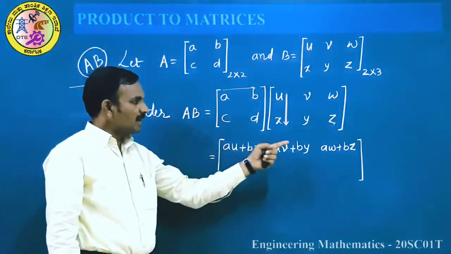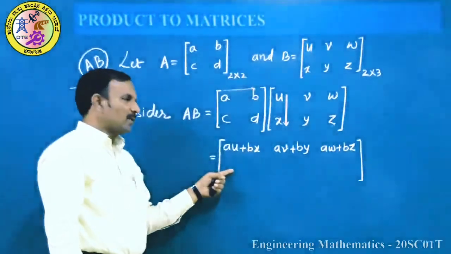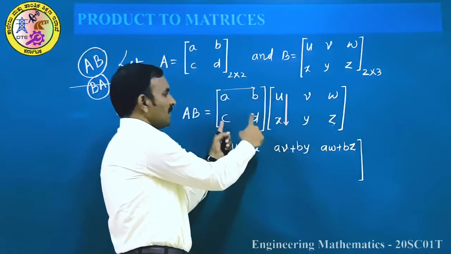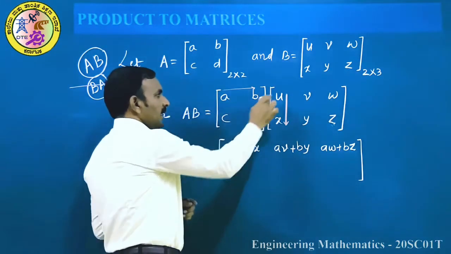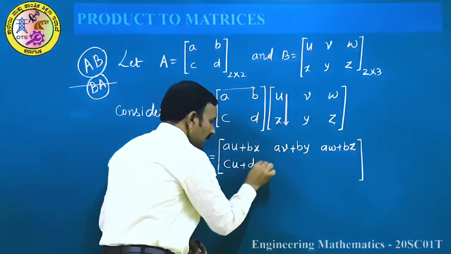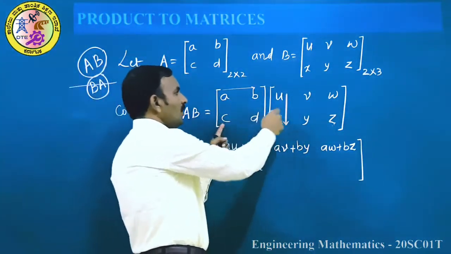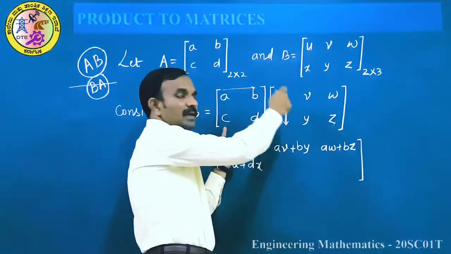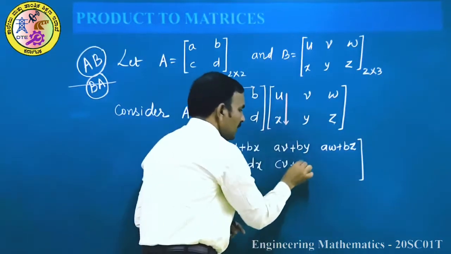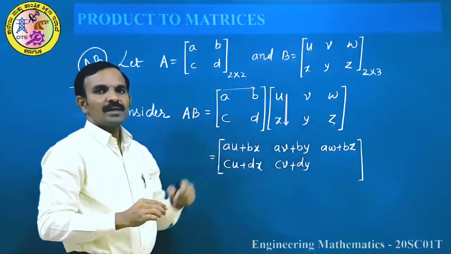Now the result matrix, this is the first row. Next we are moving to the second row. Here also you have to move to the second row. CD multiplied with UX. Second row, first column: C into U, CU plus D into X, DX. Second row, second column: C into V, CV plus D into Y, DY. Next, CD with WZ.